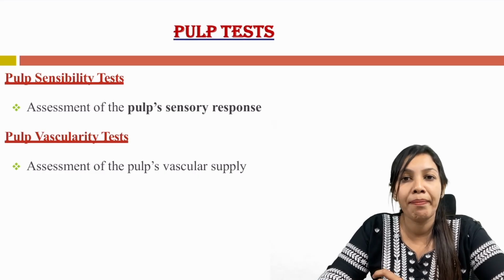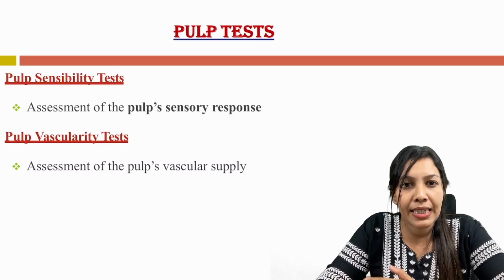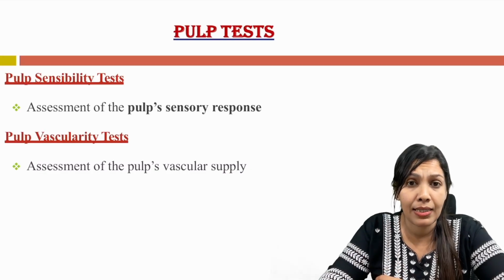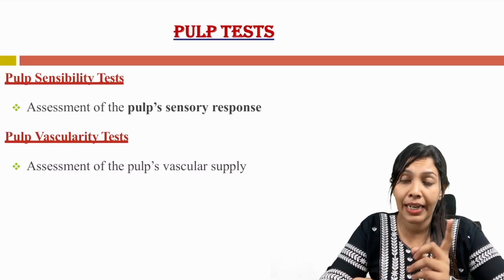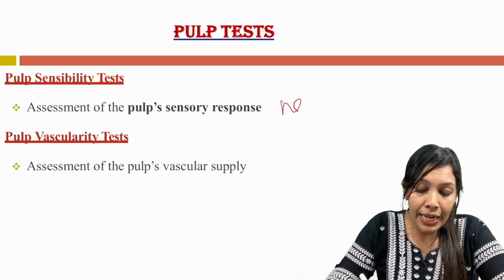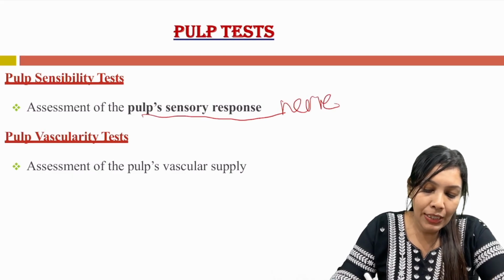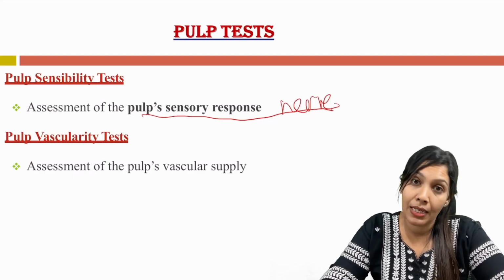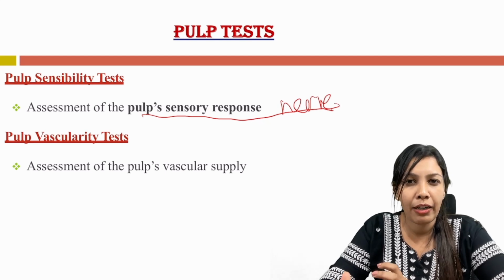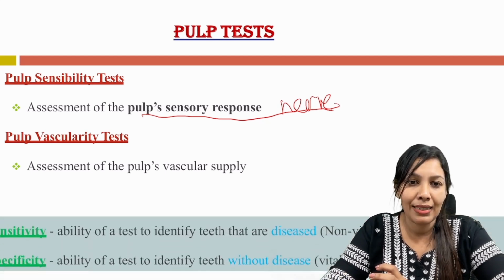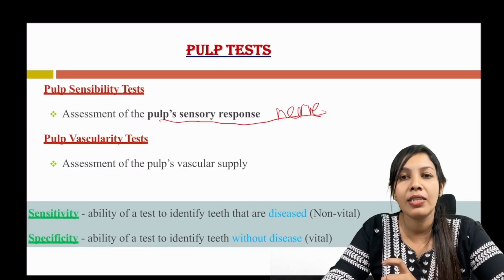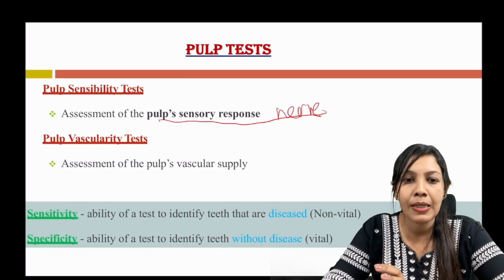Next are two important terms, pulp sensibility test and pulp vascularity test. So what do you mean by pulp sensibility test? Pulp sensibility, as I said earlier, indicates the sensory response or the nerve response. Very important. Next is the pulp vascularity test. We know that the blood flow or vascular supply is being assessed. Next important thing is sensitivity and specificity. Very important terms we often see in question papers.